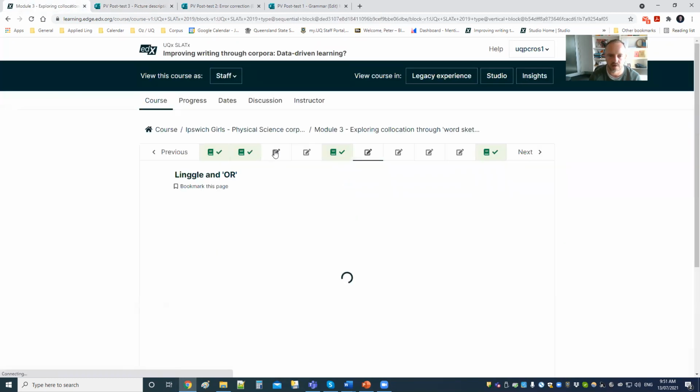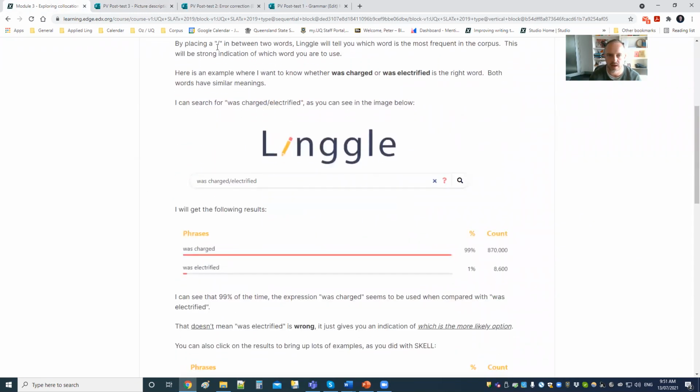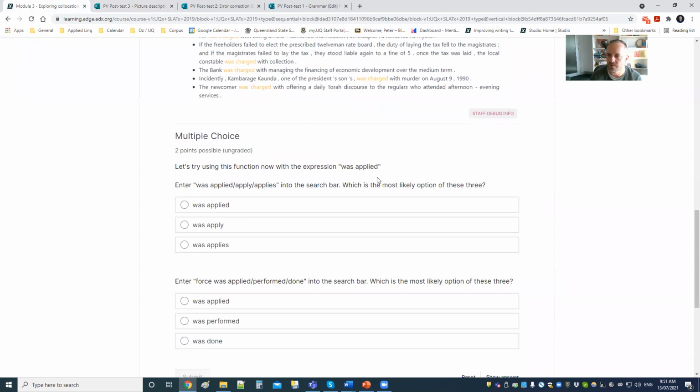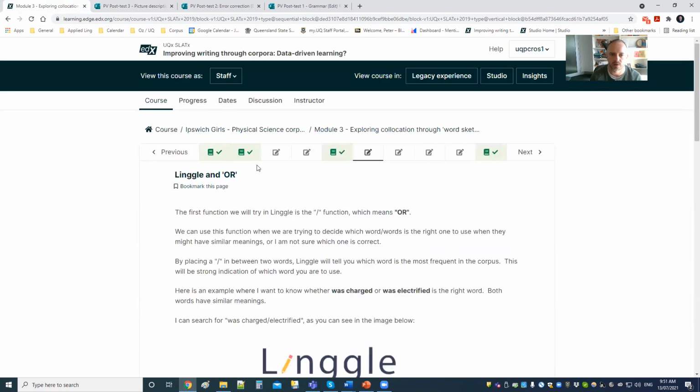So for example, here is one on the use of the Lingual tool, exploring the slash, which acts as a marker of OR, or the OR operator. Here the students will be instructed to type in "was charged or electrified," and then they would be able to see which of those verbs would be the more likely candidate in this case. They would then be given a fresh expression to use. They would consult the corpus and then enter the correct answer accordingly. So that was one there from Lingual.